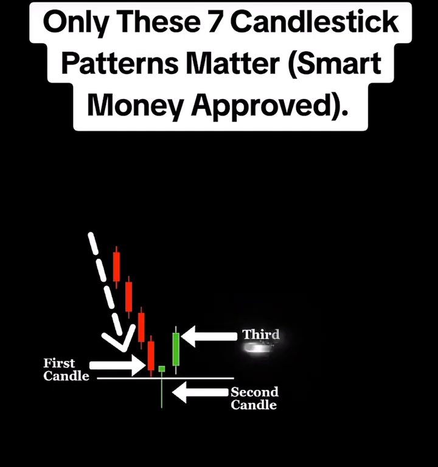The third candle is strong and bullish. It closes well into the body of the first bearish candle, ideally above its midpoint. This candle confirms that the flip in sentiment has happened. Buyers are taking over. The silent accumulation is now turning into an explosive move.